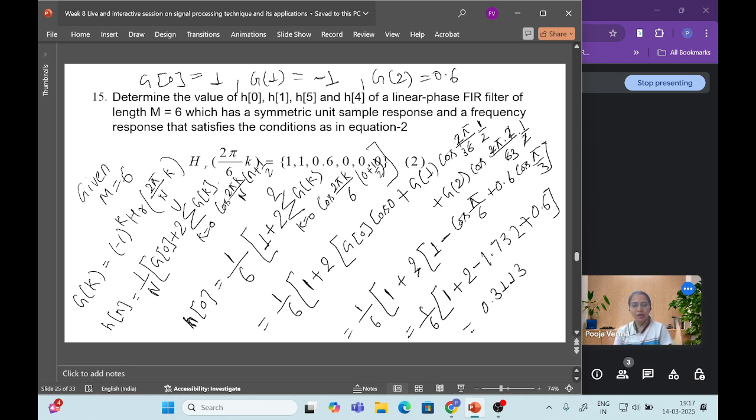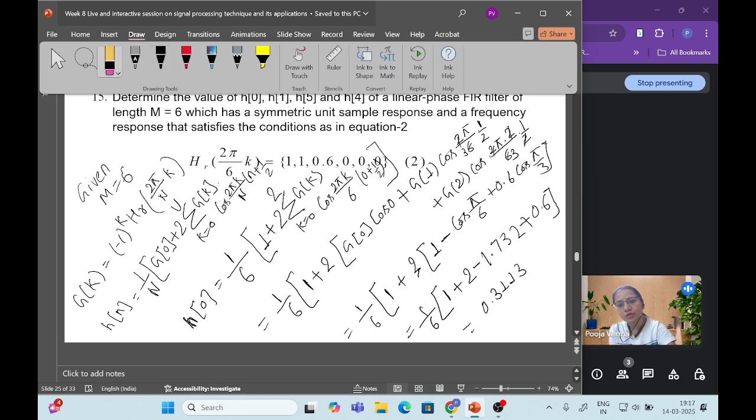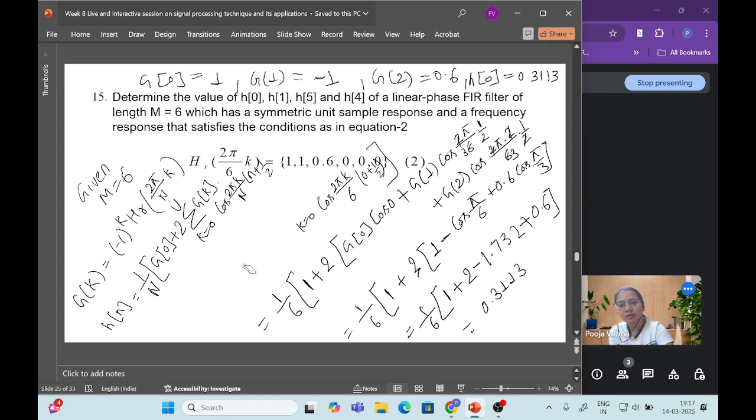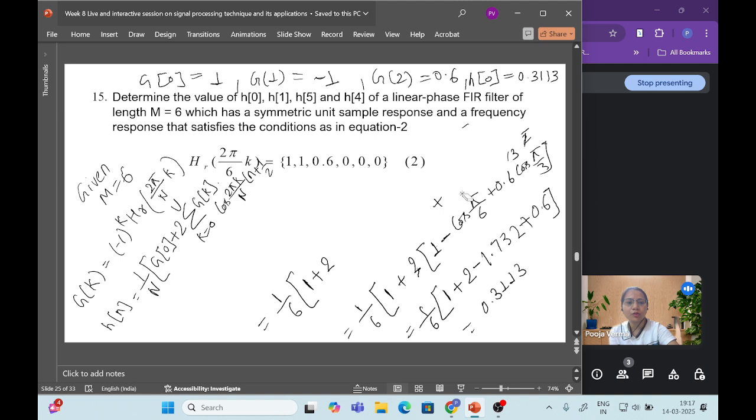Okay, just take calculator and calculate it. Okay, so h of 0, we have got 0.3113. So just I am writing here, h of 0 is equal to 0.3113. Okay, now what next, h of 1 we need to calculate. Okay, so just I am removing it from here. So h of 0 value we have calculated. Now we have to calculate h of 1.